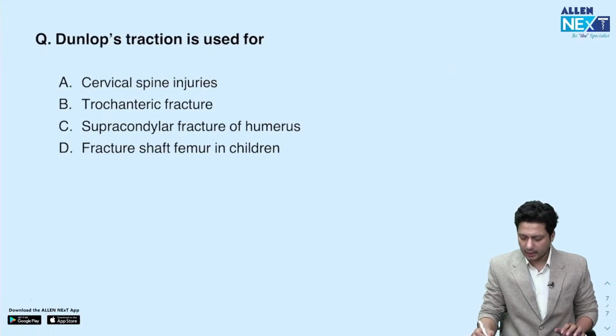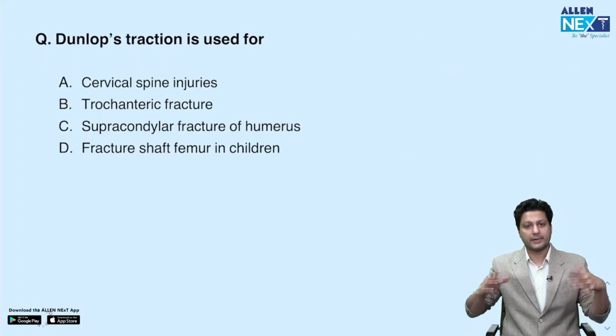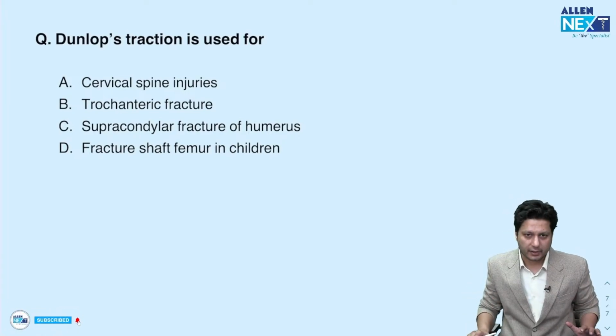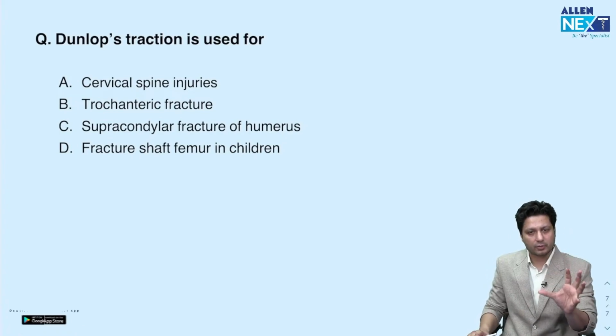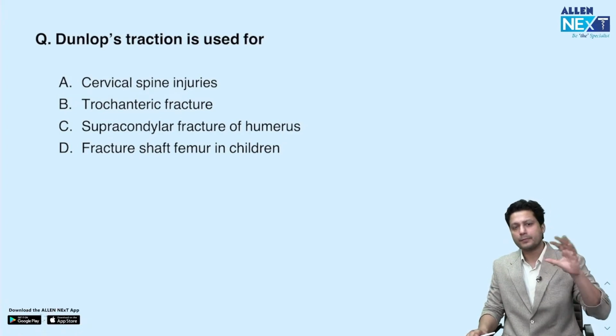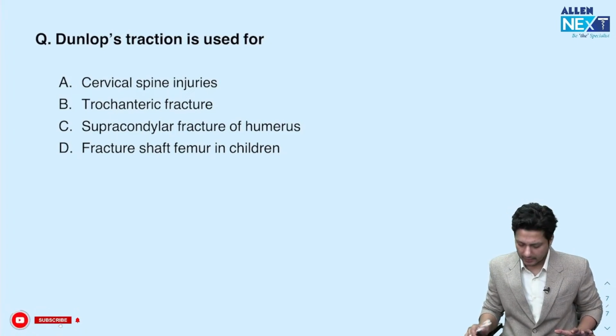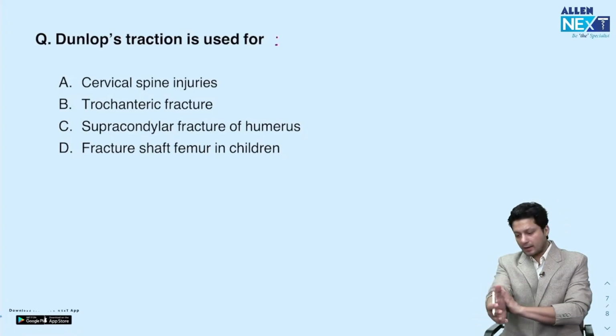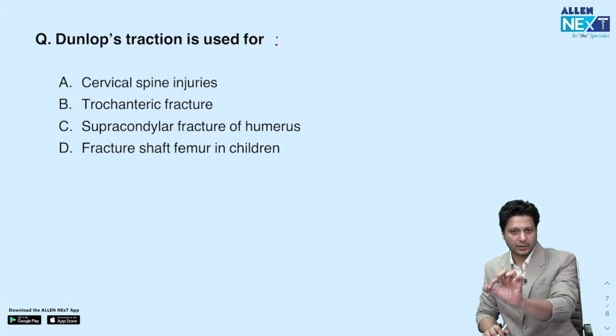Next, the Dunlop traction is used for what? There are several named tractions that you should be aware of. Now, all these tractions are obsolete today, but because they were named tractions, there is always a possibility that the examiner might give you these kinds of questions in your examination. Alright. Dunlop traction is used for fractures around the elbow. That means supracondylar fractures of the humerus.